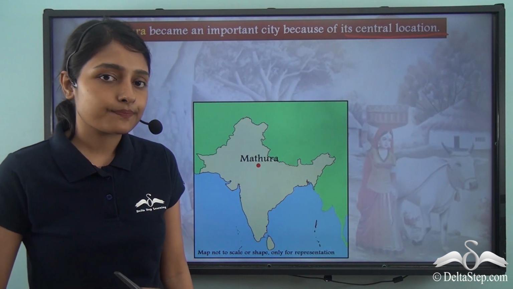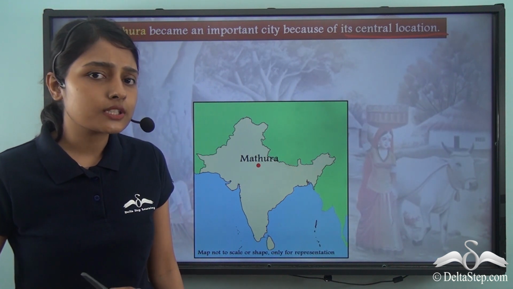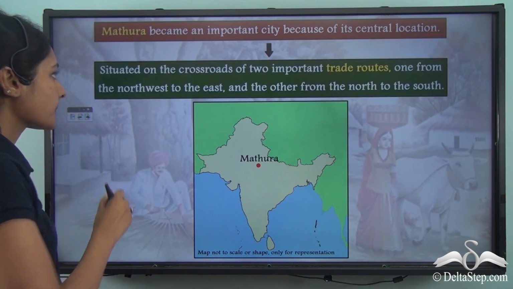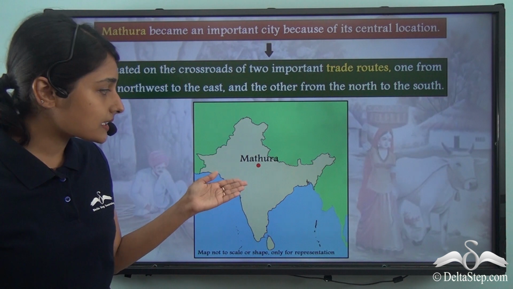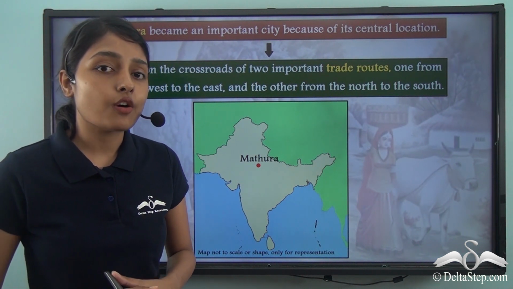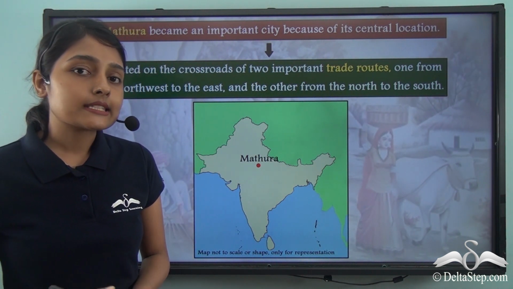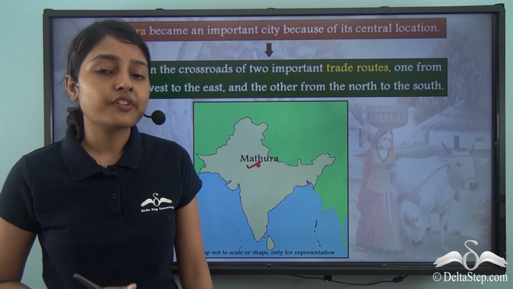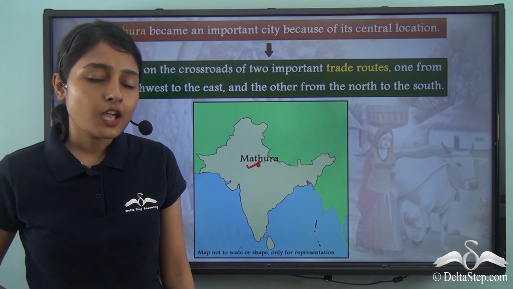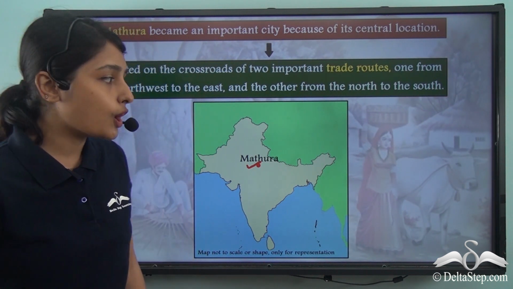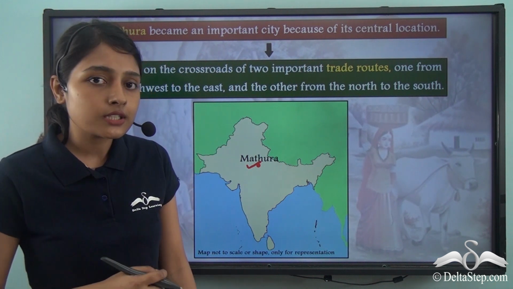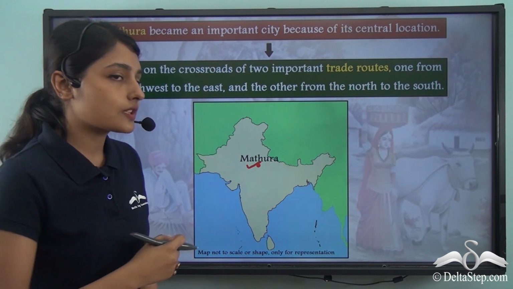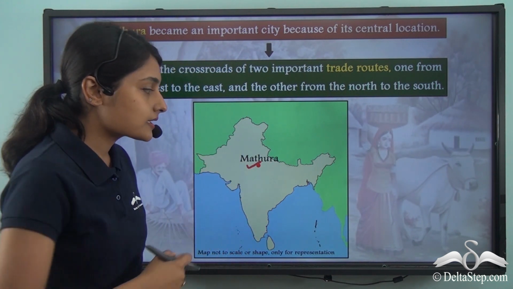Now, where in the Indian subcontinent can we situate Mathura? Mathura is located in the present-day Indian state of Uttar Pradesh. And in the ancient times, it was located in the crossroads of different trade routes. One trade route spanned from the west of the Indian subcontinent to the northeast, and the other was from the north of the subcontinent to the south of the subcontinent.